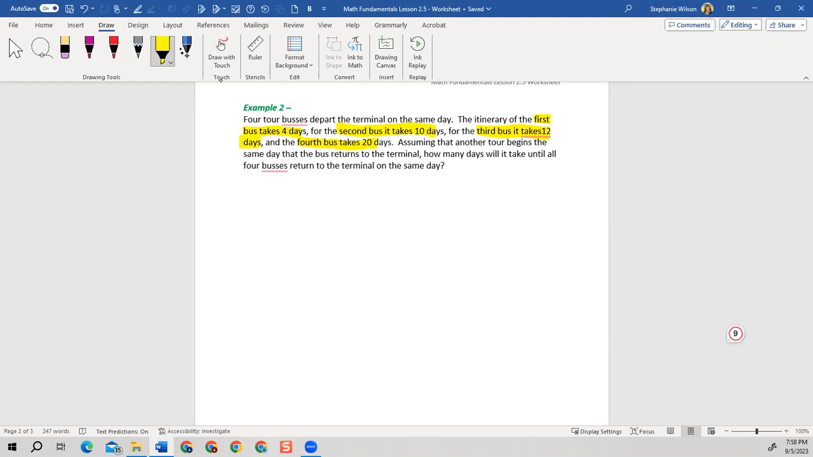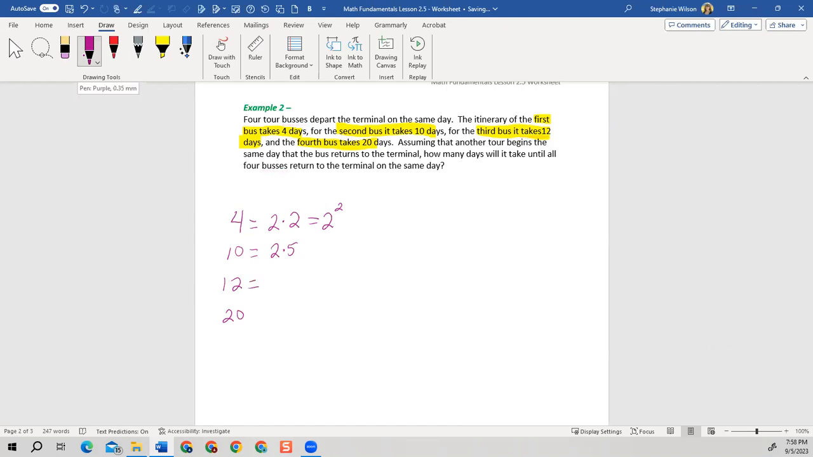So what we're going to do is take each one of these, right? And we're going to list them. So we have 4, we have 10, we have 12, and we have 20. And we're going to write them in prime factorization. So I know that 2 times 2 is 4. However, that's 2 sets of 2. So what I'm going to do is write it as 2 squared. 10 is 2 times 5, and they're to the first power, and that's in prime factorization.